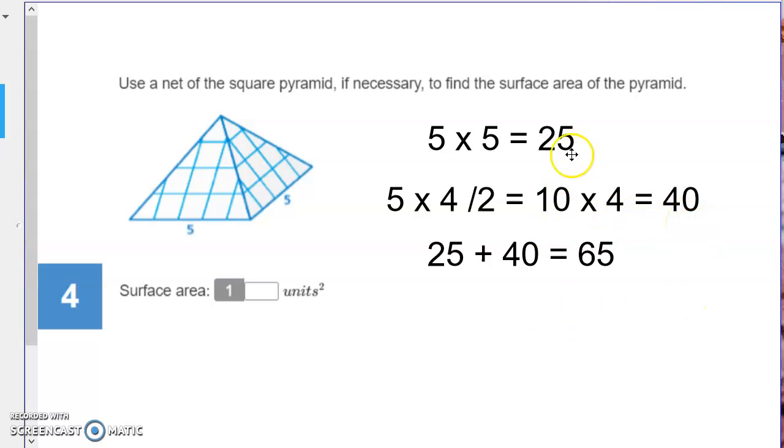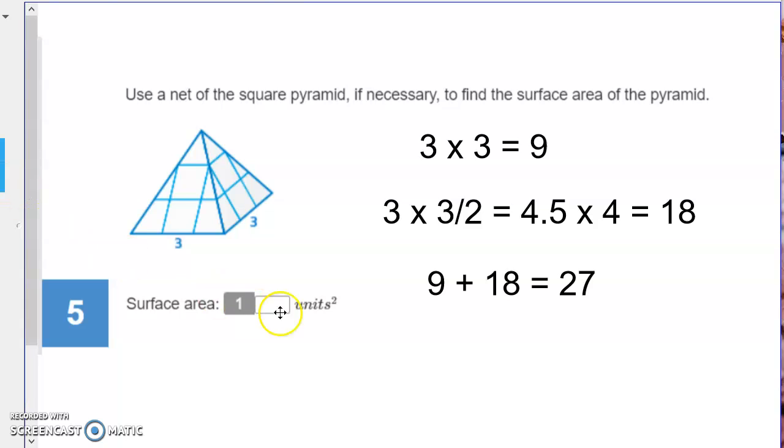Then my total surface area, I would add my bottom plus my triangles going around to give me an area of 65.